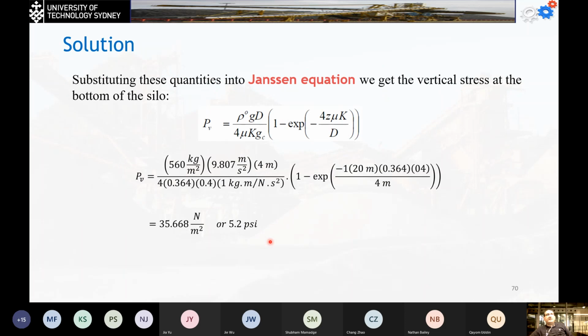We're going to end up with the pressure at the bottom of the silo, which we're going to use to store the plastic pellets, being equal to 35,668 Newton per square meter, or what is equal to 5.2 psi. So just a simple, straightforward application. This can be a question, and the assignment can be a question in the final exam or whatever. So just remember that the gc is 1, which is a conversion factor between the Newton to kilogram meter per second square.